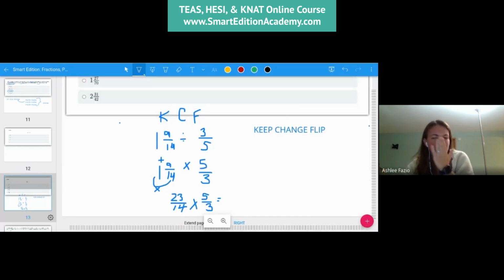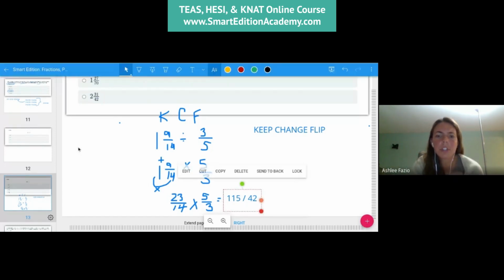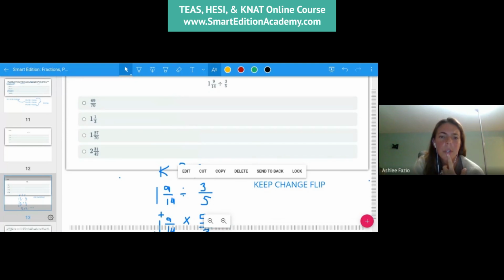So I'll give you a second, make sure you wrote that down, and then I'll go back and look at the answer so you can decide which one you think is correct. So again, just multiply across the top, 23 times 5, across the bottom, 14 times 3. So I believe you should get 115 over 42, which is lovely, but I unfortunately don't see that up here. So 115 over 42, okay?